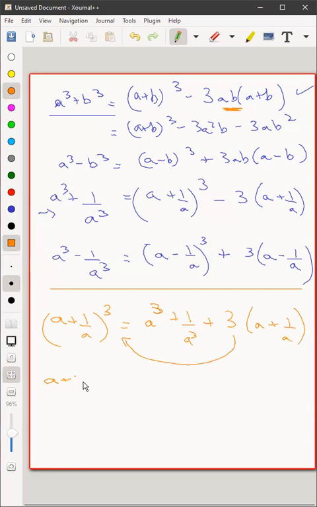A plus 1 upon A, the whole thing cubed, minus 3 into A plus 1 upon A is equal to A cube plus 1 upon A cube. This is the same equation as here, right? So you need to know it both ways. Expanding A plus 1 upon A, the whole thing cubed also. And if I'm given A cube plus 1 upon A cube, how do we find A plus 1 upon A?